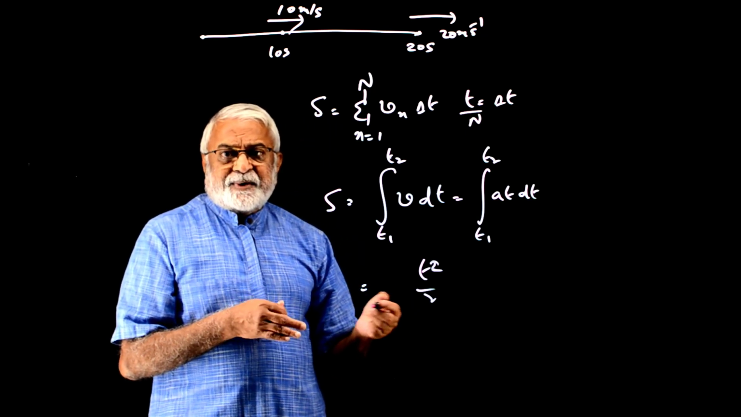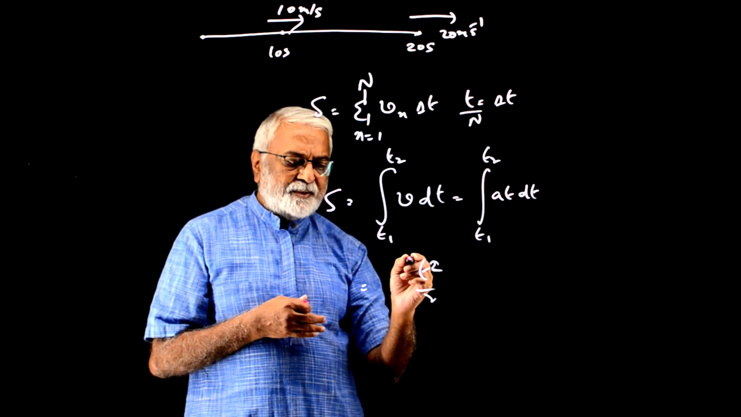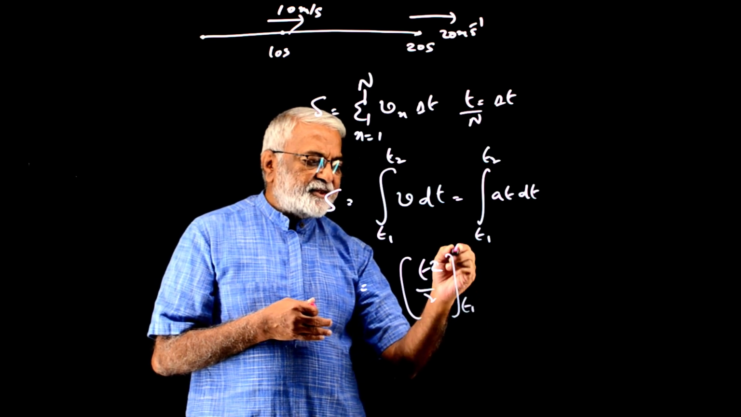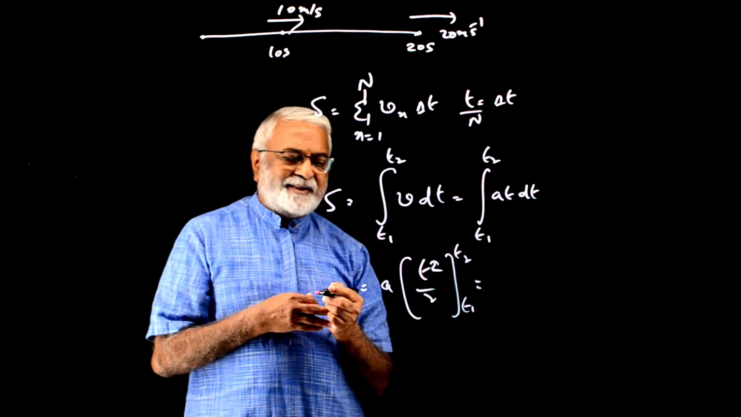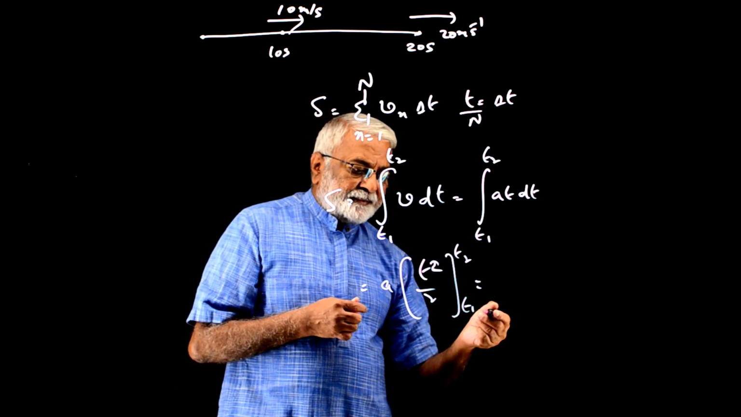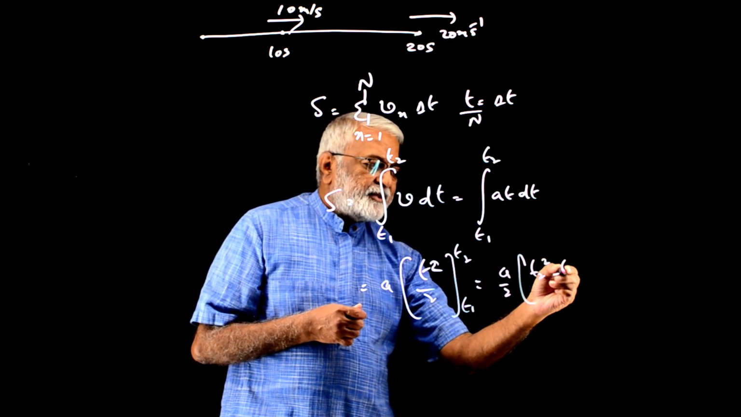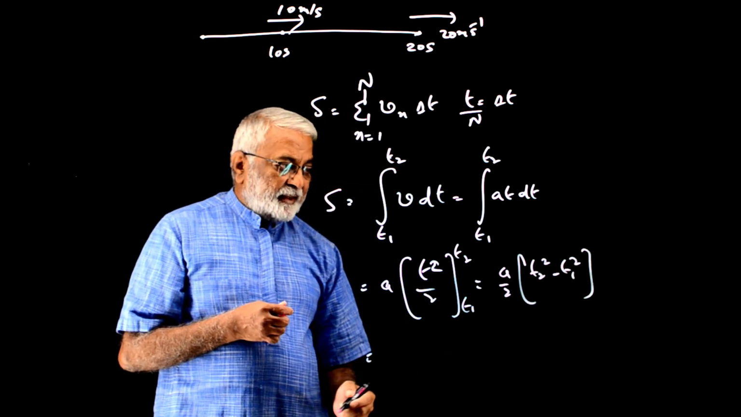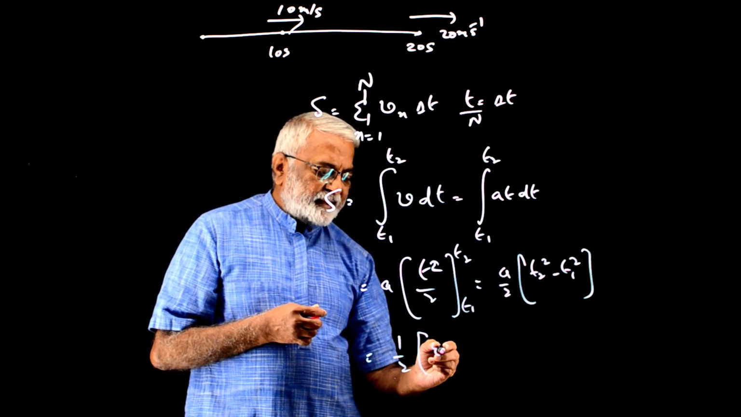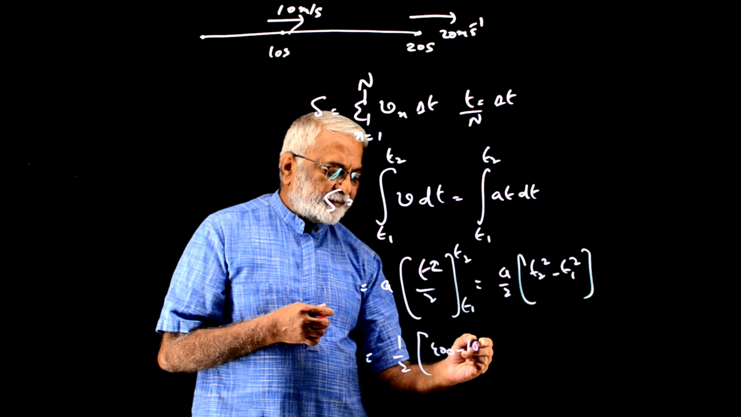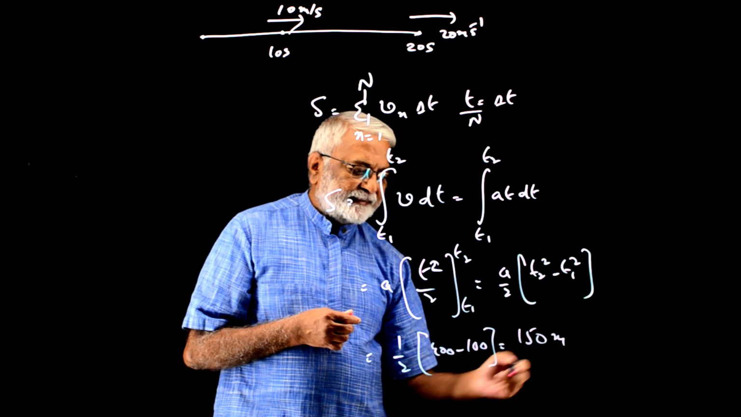There is an interesting relation between integration and differentiation. So what should I differentiate to get t? T squared by 2, and then these limits t1 and t2. A, of course, comes out, that's not a variable, t is the variable here, and this will give us a by 2 into t2 squared minus t1 squared. This a is 1 for us. T2 squared, 20 squared, 400. T1 squared, 10 squared, 100. This is 300 by 2, so 150 meters.